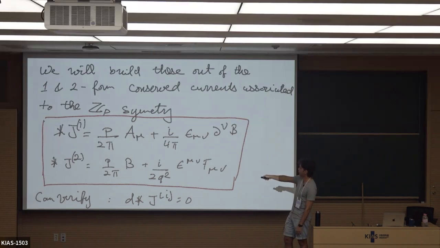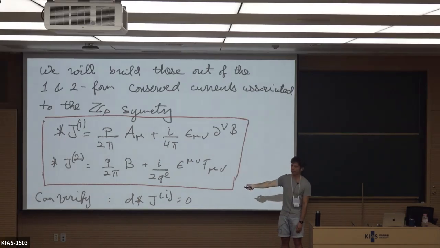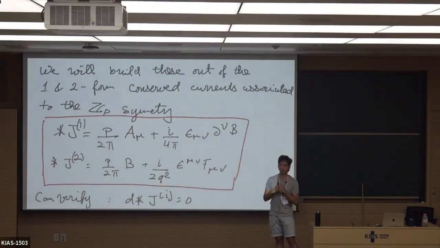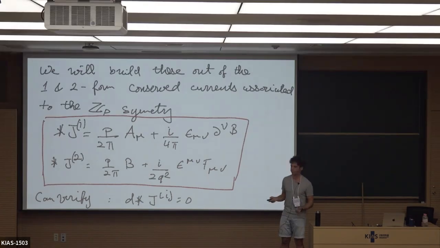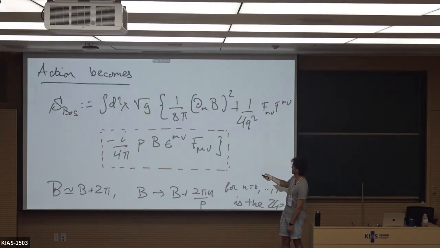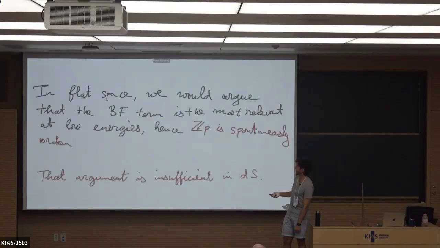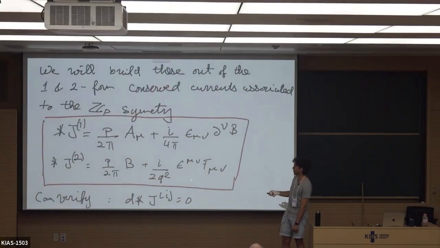And I have a 2 form conserved current whose star is a 0 form, which is P over 2 pi B plus this combination with the gauge field. And the conservation of these two currents are just the equations of motion of the classical Lagrangian I wrote before. So here's the classical Lagrangian again. And I leave it as an exercise to all of you to just show that the conservation of these two currents are just the equations of motion that I would derive by varying with respect to B and A mu. Okay?